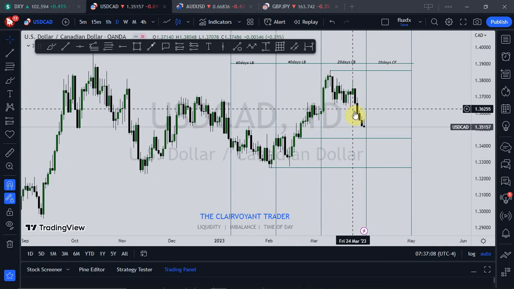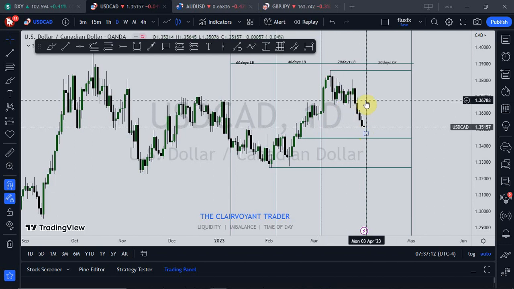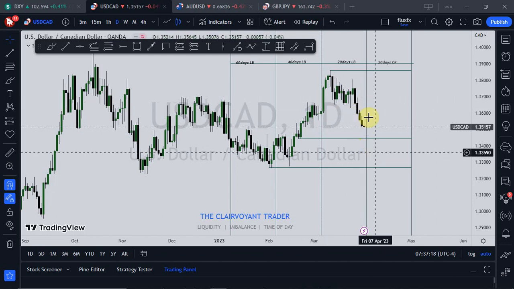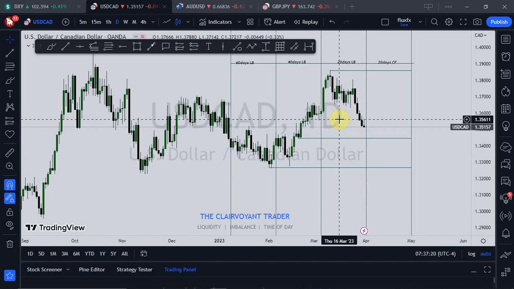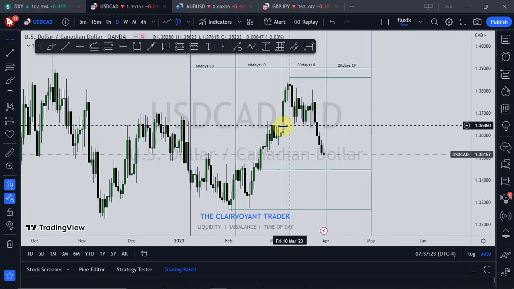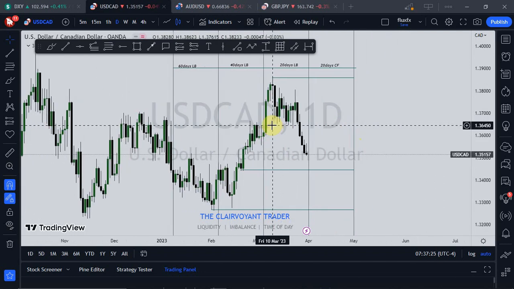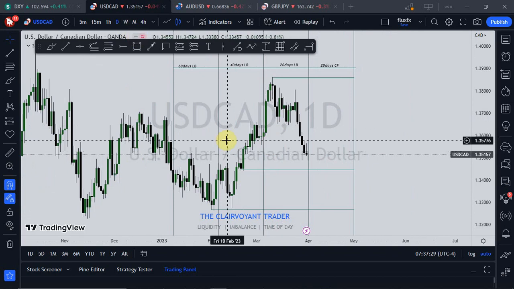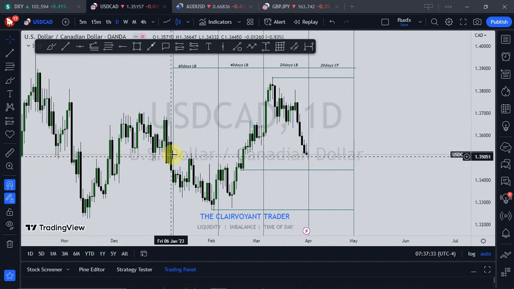So going forward, I want to see price retrace a little bit into the zone to make a lower swing high before we see a continuation to the downside. So I'll be waiting for the swing high before I take any decision on USD-CAD. That is my expectation on USD-CAD going into a new week and then a new month. So let's see what happens.